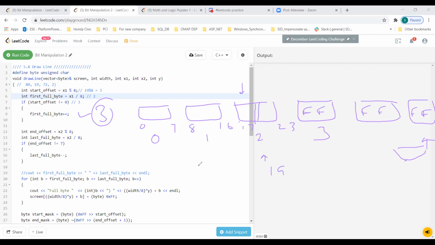Till my 72nd appears. But in this case, in this one third byte, I cannot put all FF. I need to only put the last 5 bits to 1. The byte representation will be 0x1f. So I'll have to fill this value 0x1f in the second byte, and the rest will be FF, till my 72nd doesn't come here. 72nd is the x2. So that is what we are trying to do in this case.